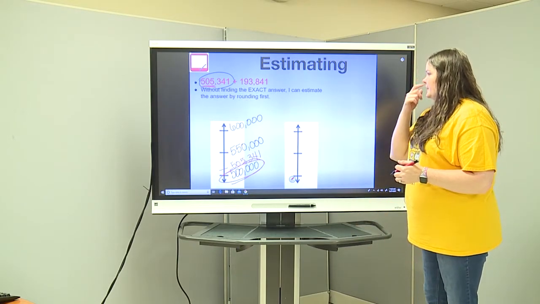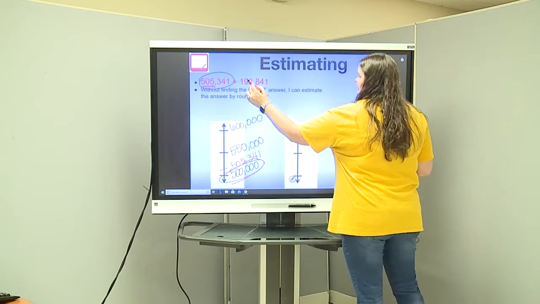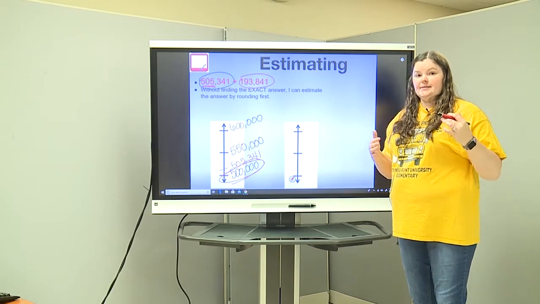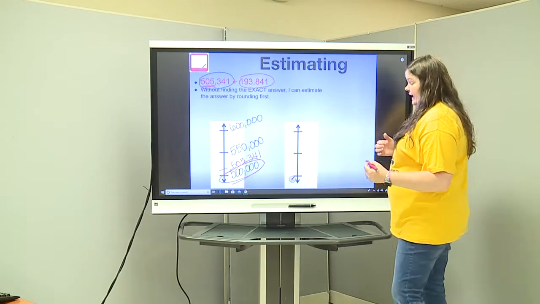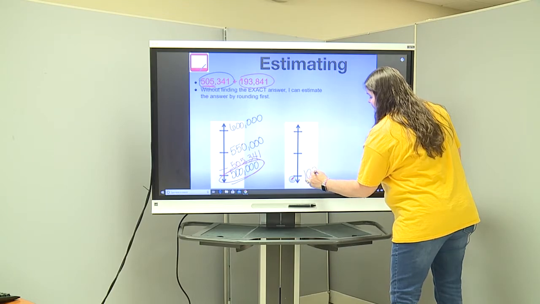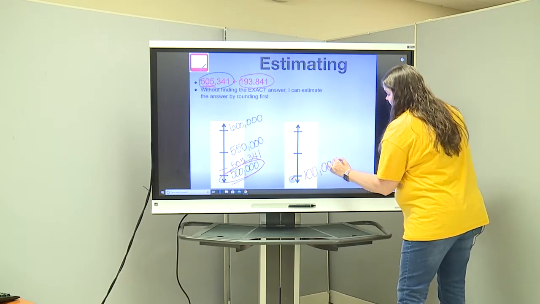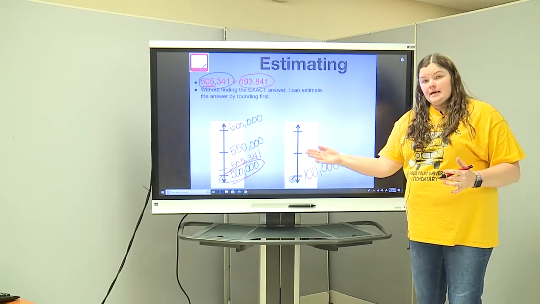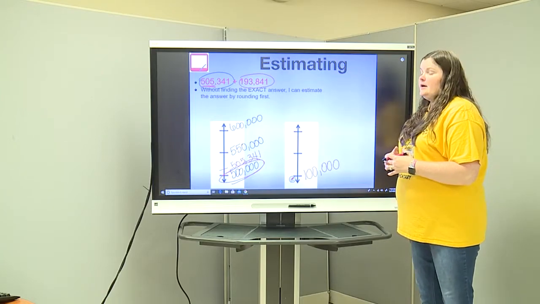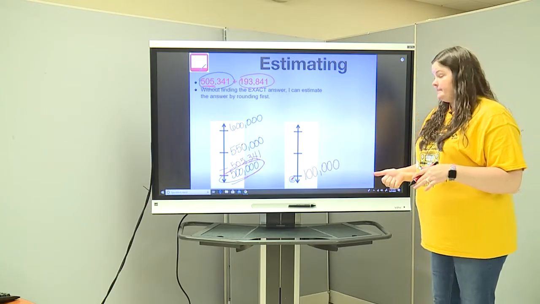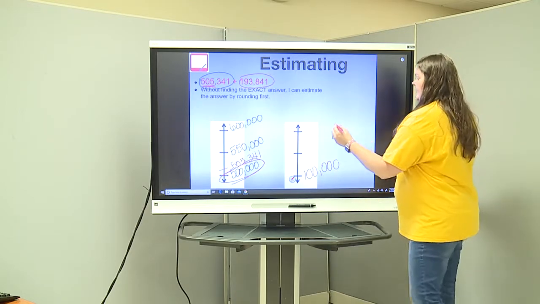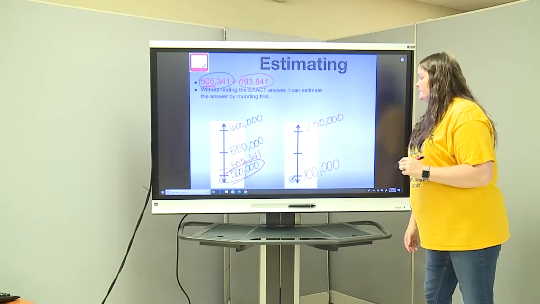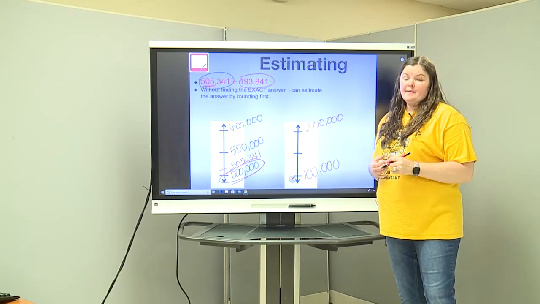All right, let's look at that other number, 193,841. Again, rounding to the 100,000s. So what's in that 100,000s place? I've got 1 in the 100,000s. So my bottom end point is 100,000. And again, since I'm rounding to the 100,000s place, my top end point can only be 100,000 more. So I've got 100,000 at the bottom, then I move up to 200,000.